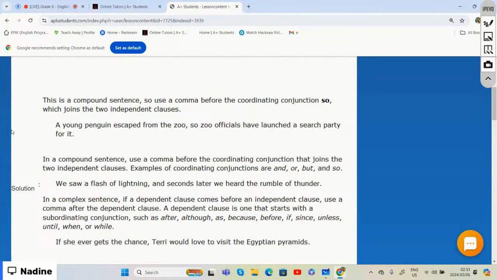And coordinating conjunctions are and, or, but, or so, right? That is a coordinating conjunction. If you join those two independent clauses, you get basically a compound sentence.